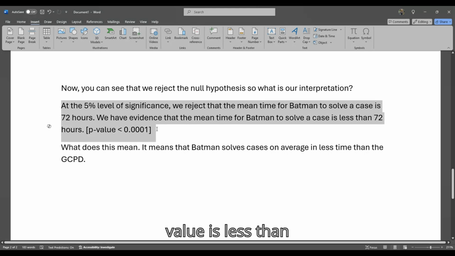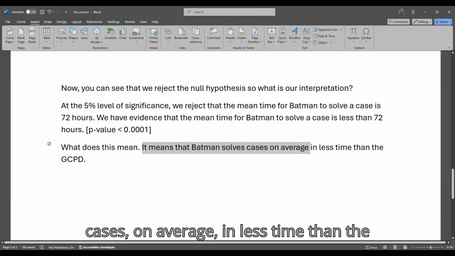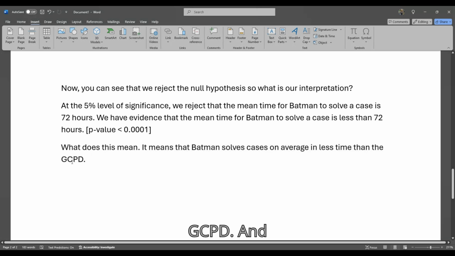Our p-value is less than 0.0001. And so what does this mean? The practical interpretation means that Batman solves cases on average in less time than the GCPD. And that makes us happy.